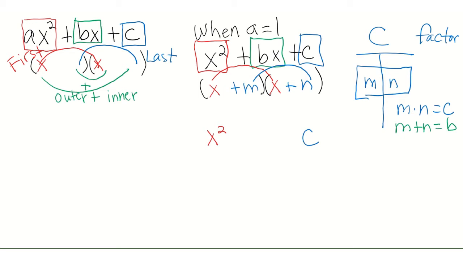And then in the middle, I've got an x times n, and I've got an m times x. And when I add those two terms together, that is going to give me my bx.